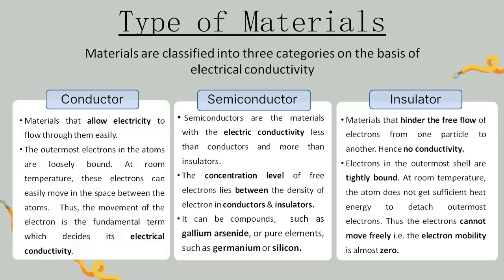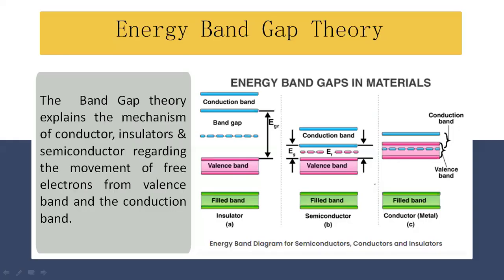Now, all these three types of material can be differentiated with the help of energy band gap theory. The energy band gap theory mainly explains the mechanism of the movement of a free electron from the valence band to the conduction band. In the diagram, you can see that starting with the insulator, the energy band gap between the valence band and the conduction band is very large. Whereas in a semiconductor, the band gap between the valence band and conduction band is small. And in a conductor, you can see that the two bands are overlapping with each other.